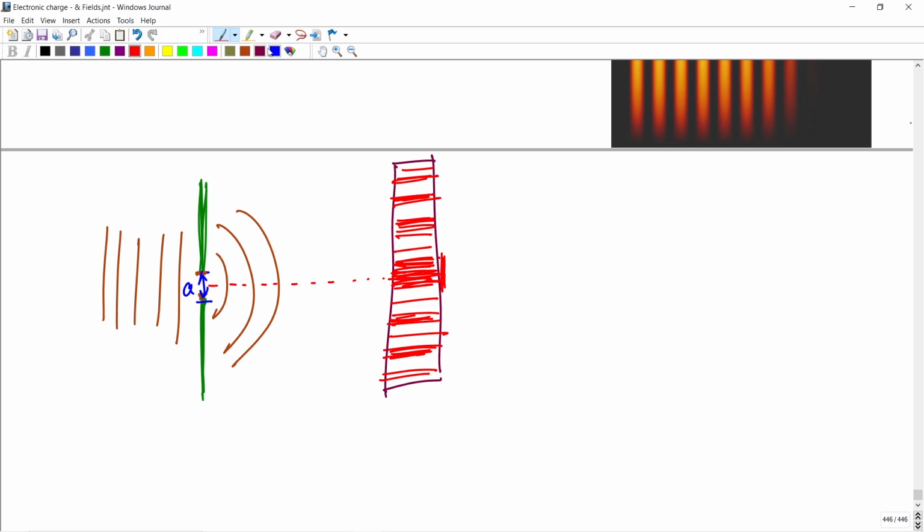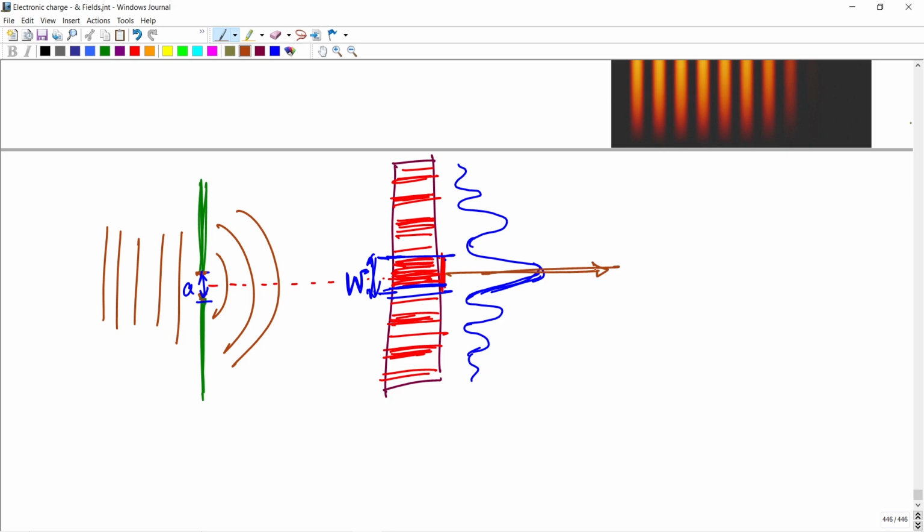So this width is W, the width of the fringes. Here the intensity is very high, the maximum intensity. But here it is low, and there is low again, and so on. So here we get the maximum intensity. That's the screen, and that's the intensity.